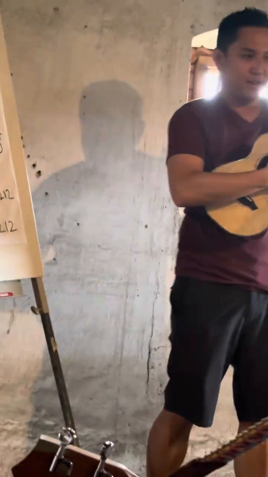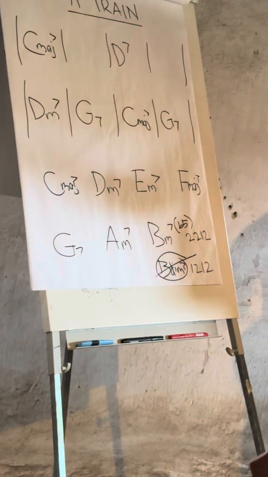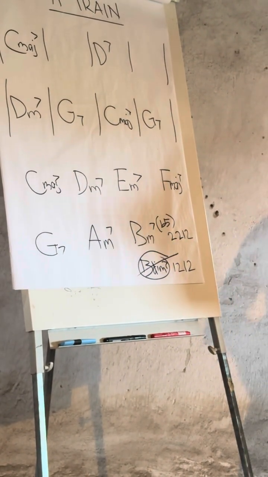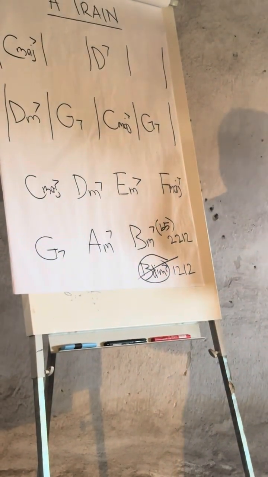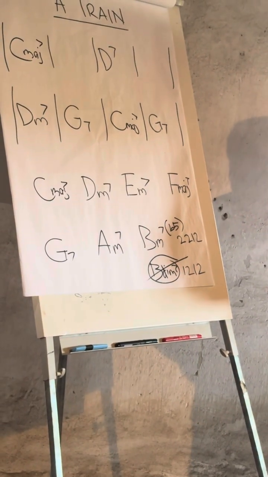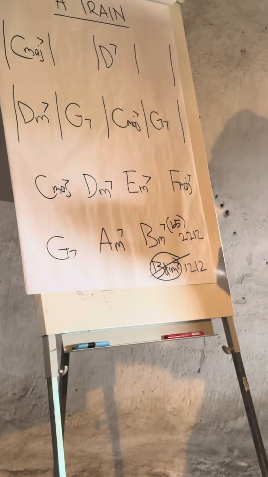Let's stick to the bar chord 2 2 2 3. D minor 7. Yeah, 2 2 1 3. D minor 7. G7. You all know. And then C major 7. And then back to G7. Okay, and let's just kind of repeat this.